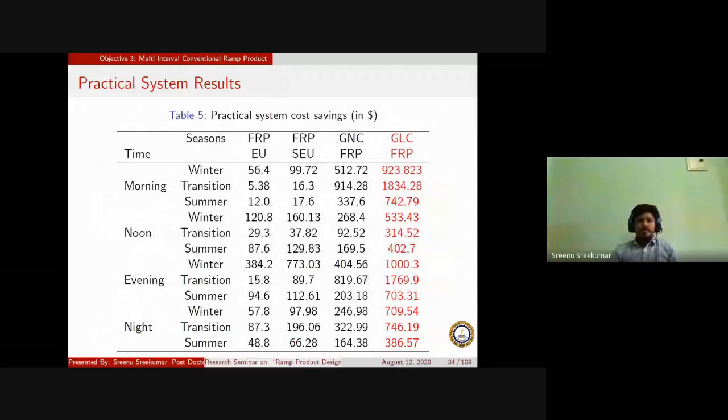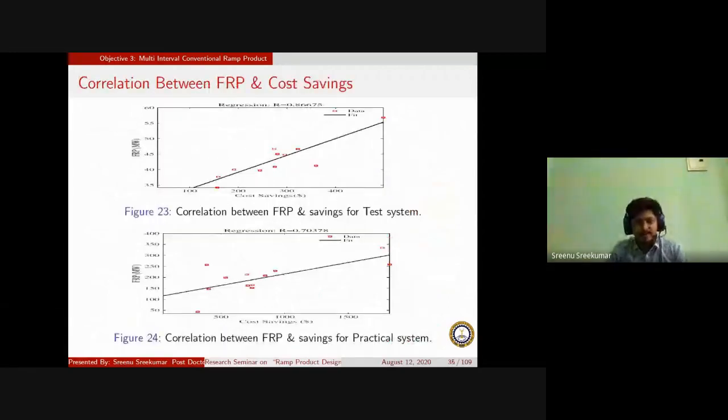And here it shows both test system and practical system correlation of FRP requirements and cost savings. We can observe that in the test system the correlation is 0.86, and in the practical system the correlation is around 0.7. So high correlation exists between FRP requirements and cost savings. It shows that the proposed design is suitable for systems having high FRP requirements.